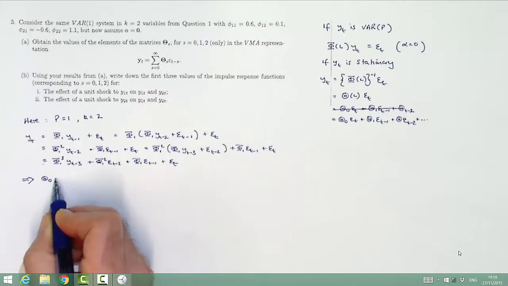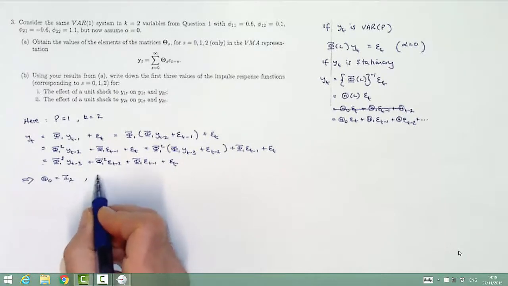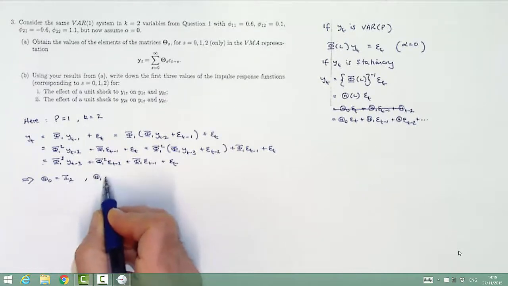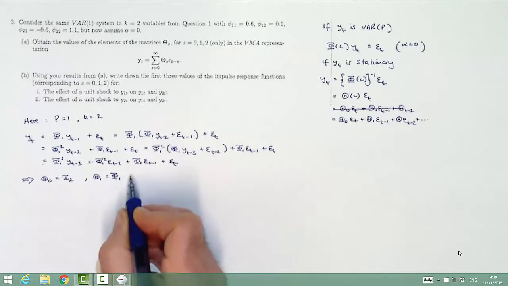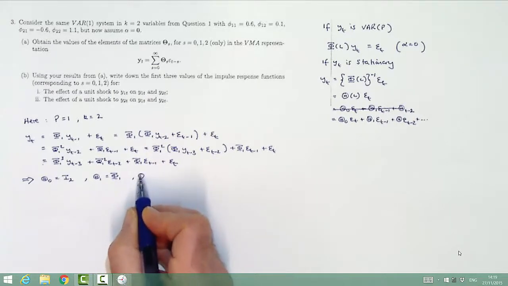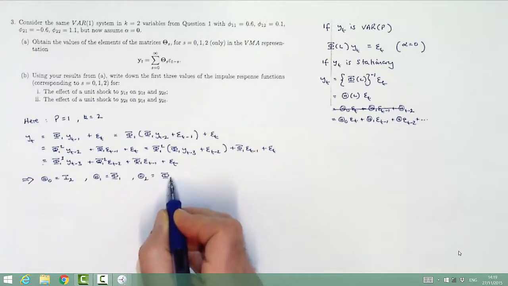So our Θ_0, the coefficient on epsilon_t, that's just the identity of order 2. Θ_1, the coefficient on epsilon_{t-1}, that has to be Φ_1. And Θ_2, the coefficient on epsilon_{t-2}, that has to be Φ_1 squared.